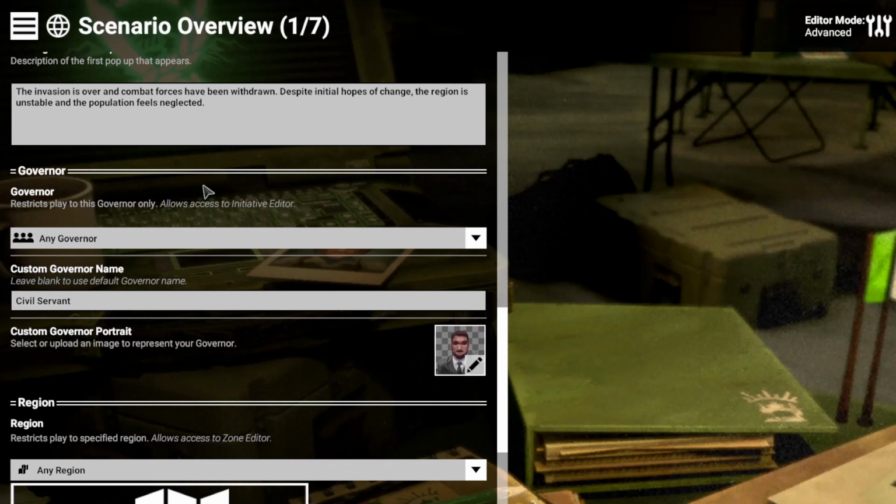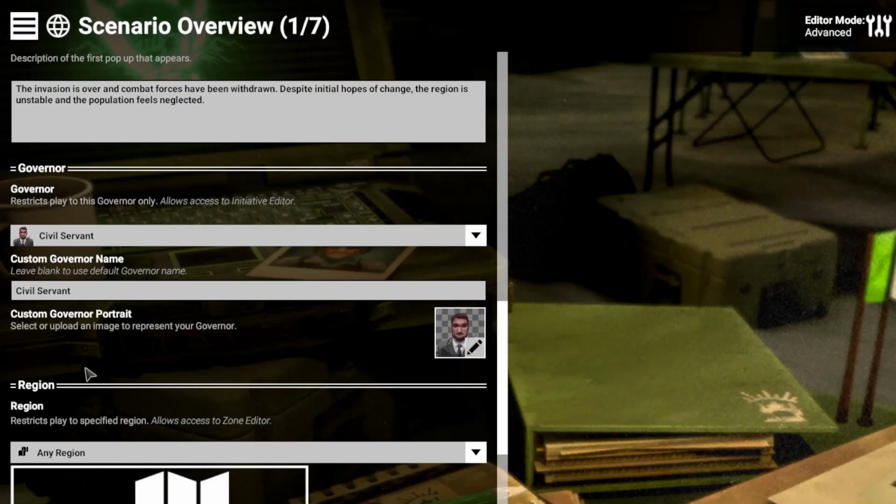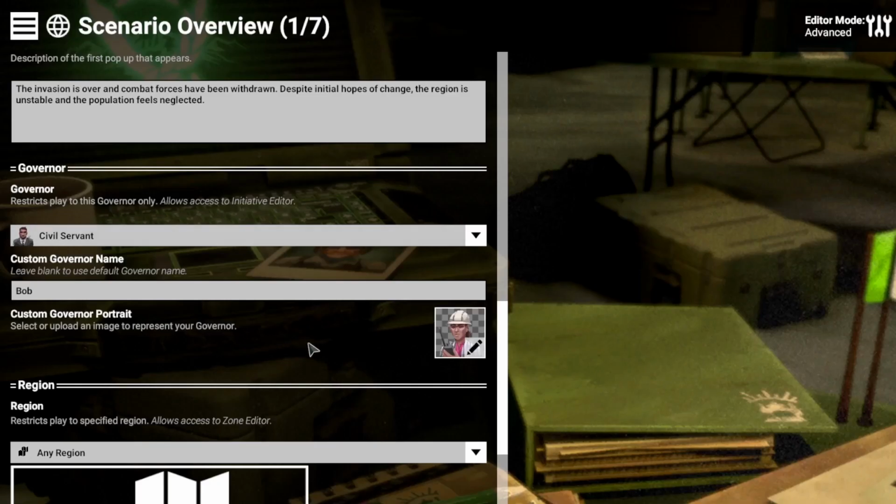If you pick any governor, the default 8 can be used. If you pick one governor, you can customize your governor with a name and its portrait. So I'm going to pick Civil Servant, and I can customize this if I want to. So I can name this Bob and customize it, and with the development director.